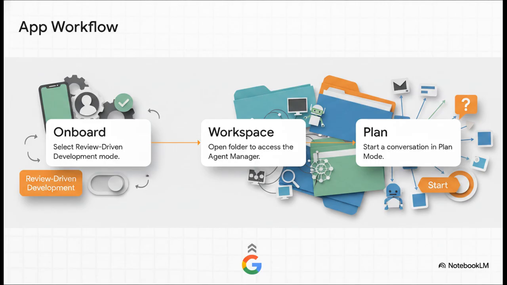This is the recommended setting because it allows the agent to move autonomously, but it requires your explicit approval before executing any meaningful code changes, so it keeps you safely in the driver's seat. Step 2, you open your folder workspace, which immediately drops you into the agent manager. You can kind of think of the agent manager as your central mission control for all agent activity. Then, step 3, you hit start conversation. For a multi-file project like our to-do app, you just select plan mode, feed it your prompt, and then let the agents go to work.